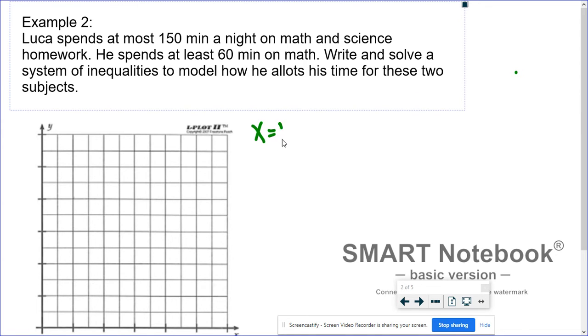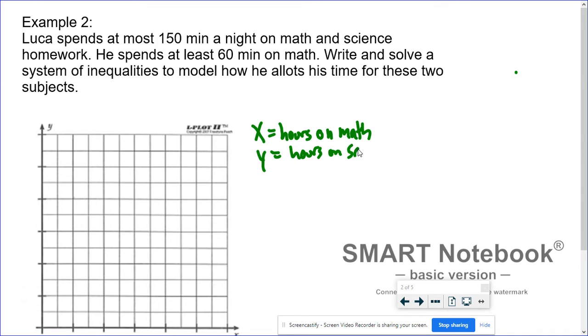And the first thing we're going to do is define some variables. We're going to say math is x. And y is science. So the first inequality is from the first sentence where he said spends at most 150 minutes on both. So both would be adding them together. At most would be less than or equal to, because at most means 150 minutes is the most he will do, right? He could do less than that. Can't do more than that.